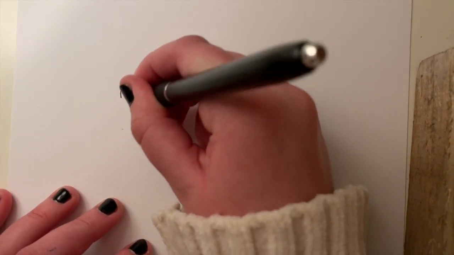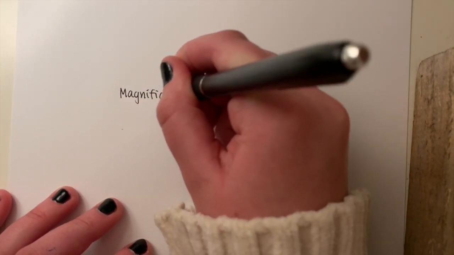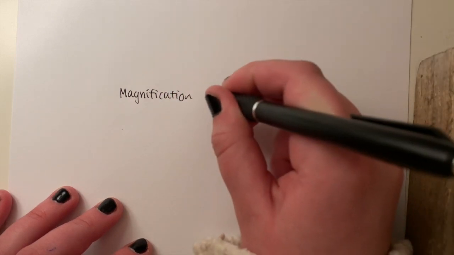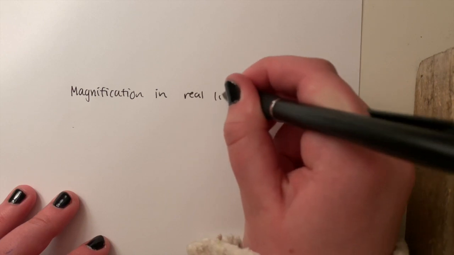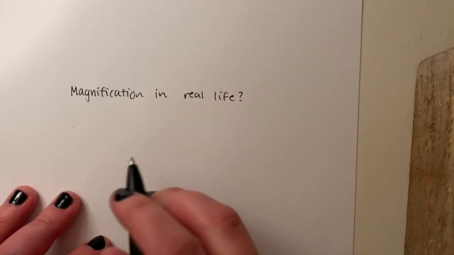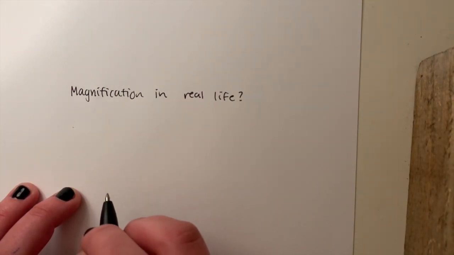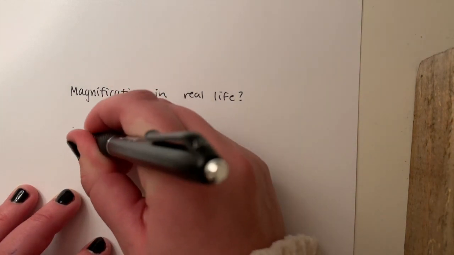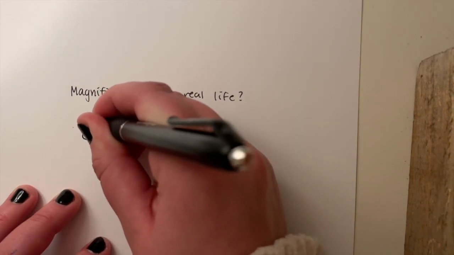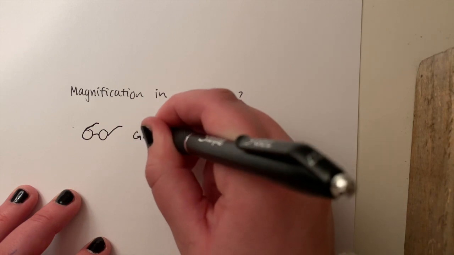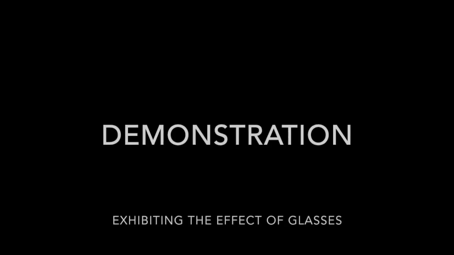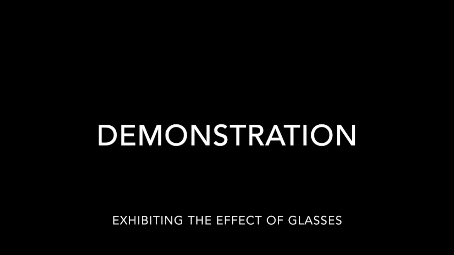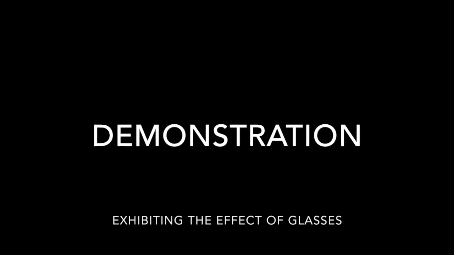So we can look at ray diagrams all day if we would like, but what does magnification look like in real life? What does an actual lens look like in terms of magnification? And one of the ways I see it in my life the most, literally, is with my glasses. And so I was going to demonstrate just how magnification of lenses can work in my eyes so that I can see better because I have terrible eyesight. So here I'm going to show you what it looks like without glasses and what it looks like with glasses for people who don't know.